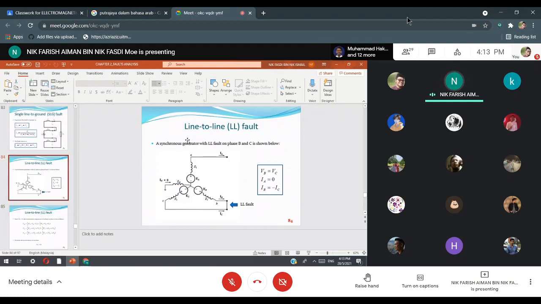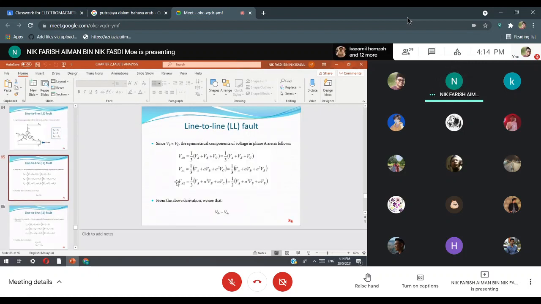Second one is the line-to-line fault. Bila kata line-to-line fault, this is the line-to-line. Contohnya, still lagi fokus generator. We have phase A, phase B, phase C. Because line-to-line means that, let's say phase B and C, they're shorted. Ini ada fault. Okay. So whatever is VB, VC equivalent to each other. VB equivalent to VC. IA is 0 and IB equivalent to minus IC. So we use the relationship of the zero sequence, positive sequence, and negative sequence.